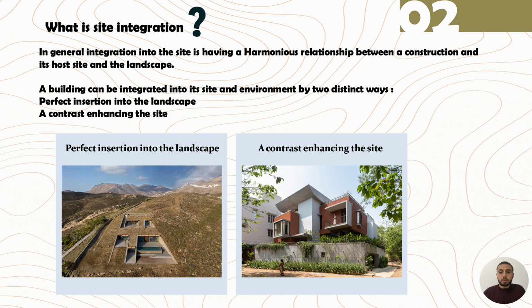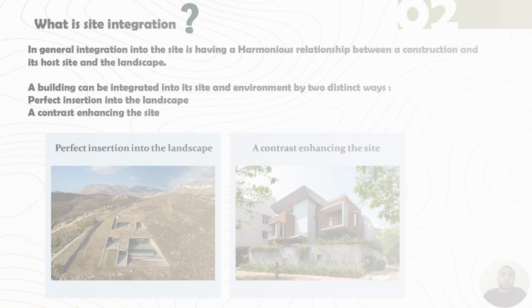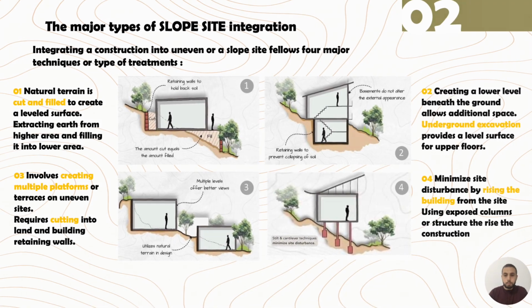The second chapter introduces the concept of site integration, which is in general defined as a harmonious relationship between a construction and its host site and the landscape. We can distinguish two types of integration: perfect integration into the landscape, or a construction enhancing the site.